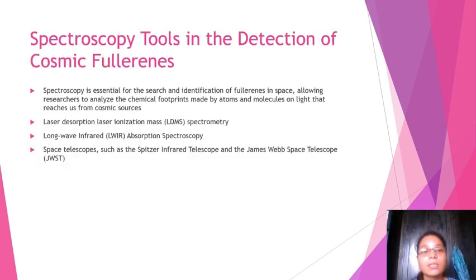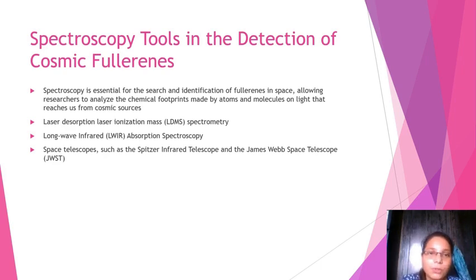Finally, let us talk about spectroscopic tools in the detection of cosmic fullerenes. We have laser desorption laser ionization mass spectrometry, or LDMS, a technique that involves vaporizing the sample with a laser and then measuring the resulting ions to identify the specific fullerene compound present within the sample. We have another, long wave infrared absorption spectroscopy, a device designed to measure the light absorption characteristic of fullerenes. This method focuses on detecting the characteristic absorption features of fullerenes in the IR spectrum, helping to confirm their presence in various astronomical environments.